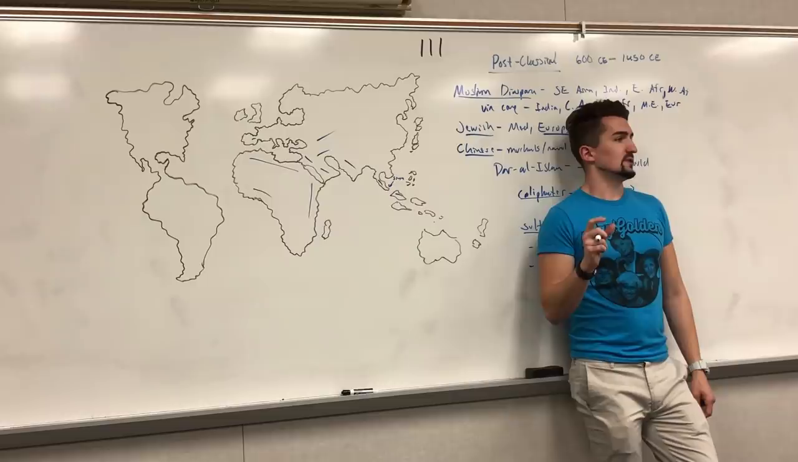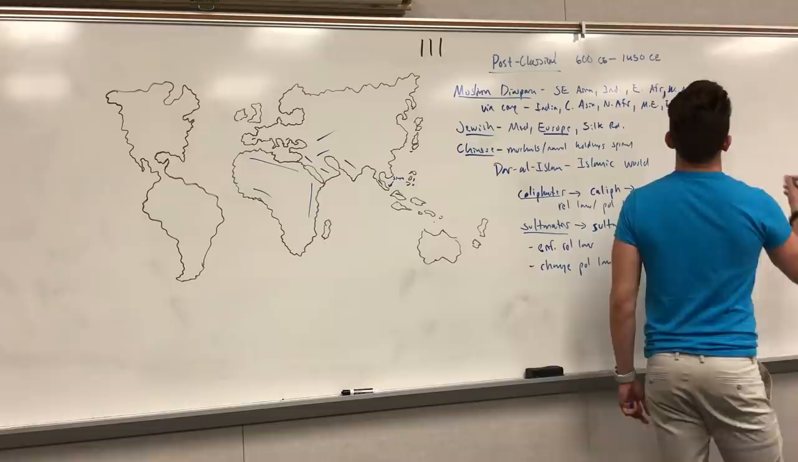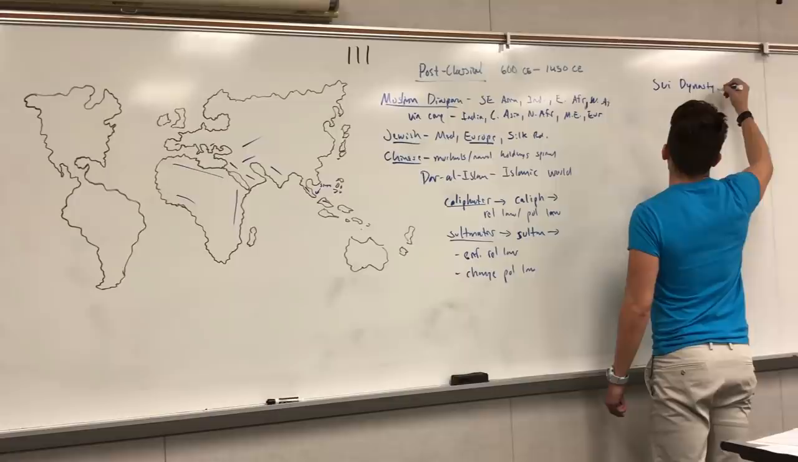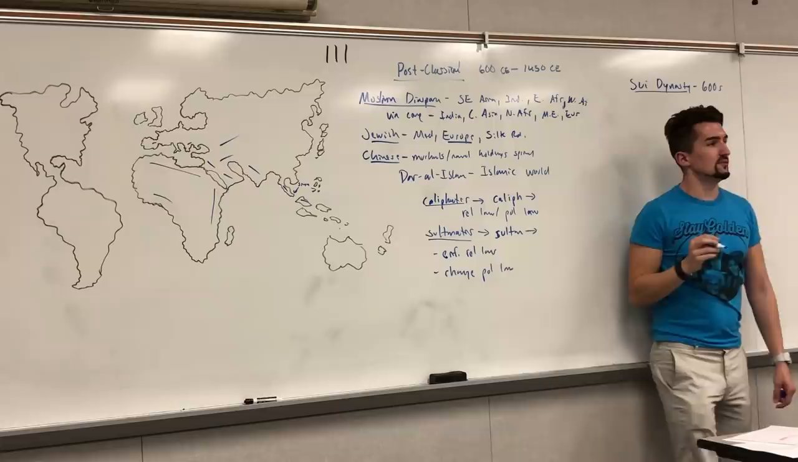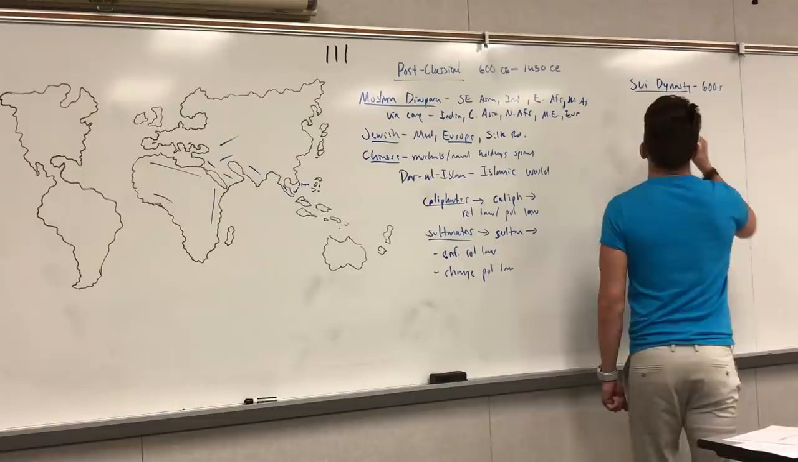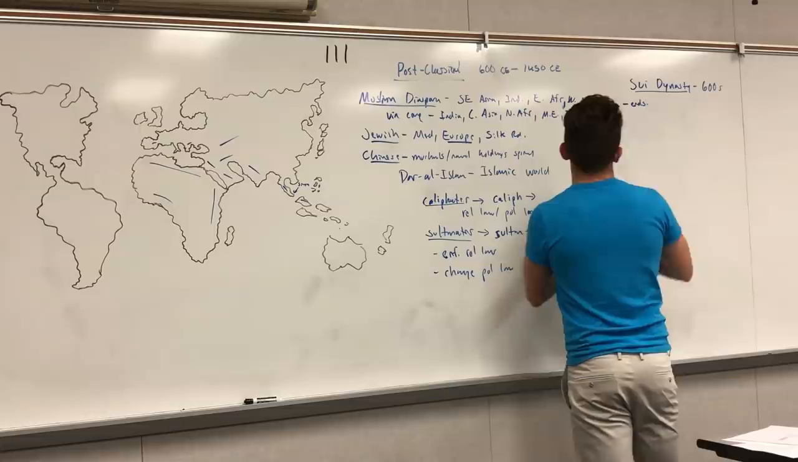However, it's eventually reunited under a dynasty called the Sui Dynasty. And I'm probably butchering these, but oh well. And that's in the late 600s. Now, this Sui Dynasty doesn't last that long. What it does do, though, is it ends that warring states period. So I would just say it reunifies China under a dynasty. That's what I'll put. Reunifies China.